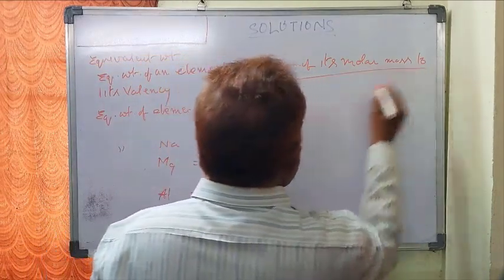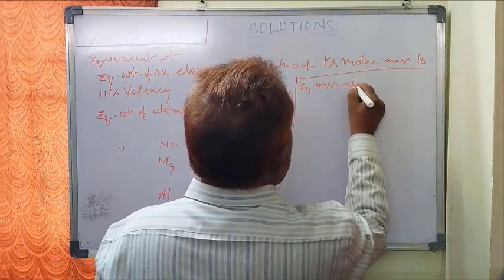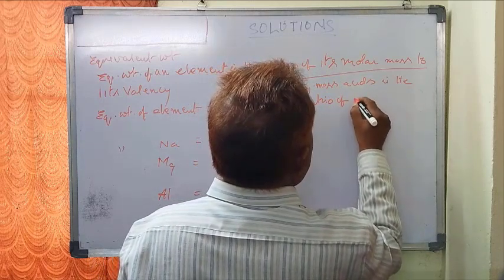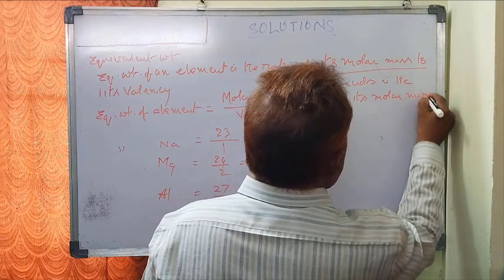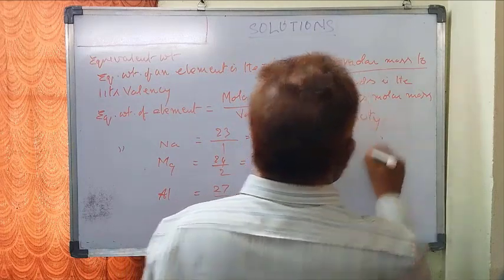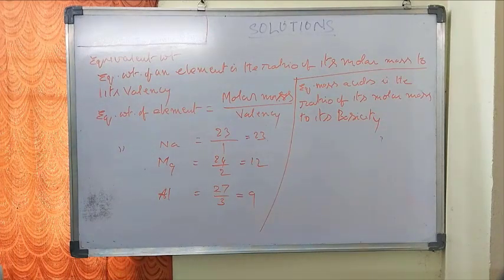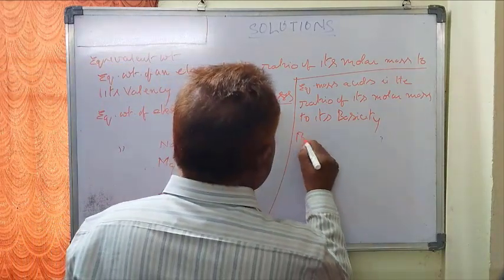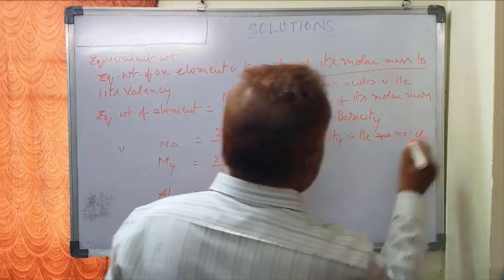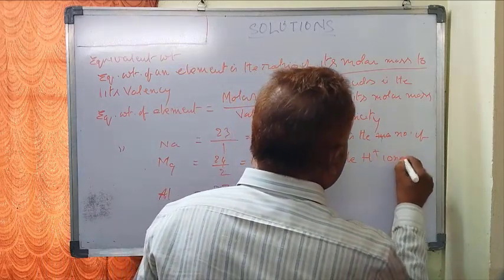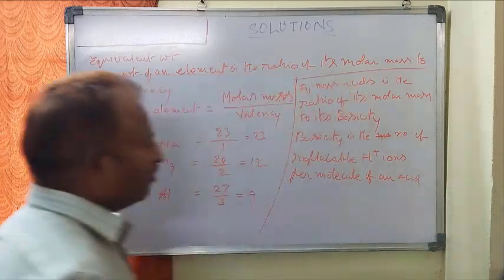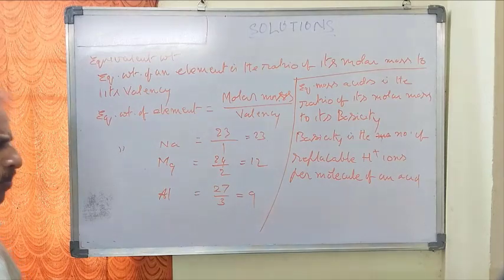Now let us see the equivalent mass of acids. Equivalent mass of an acid is the ratio of its molar mass to its basicity. So what is basicity? Basicity is the number of replaceable H plus ions per molecule of an acid. Basicity of an acid is the number of replaceable H plus ions per molecule present in that acid.